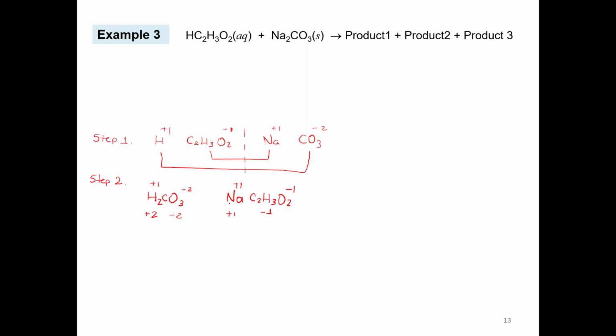Then we don't need to do anything for the second product. But we said in the previous example that usually this compound is not in this form. Usually this is like water plus carbon dioxide. And let's write the second product. And now we had 1, 2, 3 products. And now we can move to step number 3.